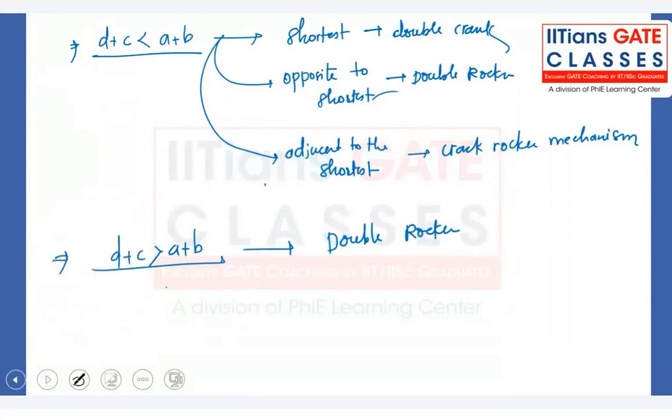Okay, so that's all about class 1 and class 2, but we can imagine a situation where D plus C can be equal to A plus B. It can be a special case, right?